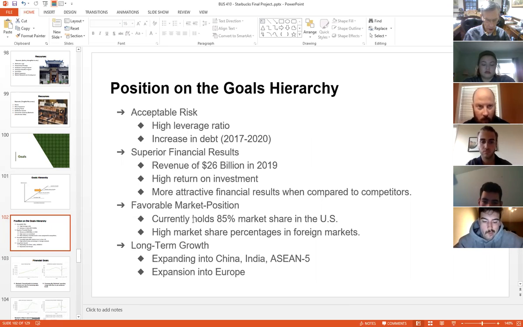And it's almost as if favorable market position and long-term growth overlap, because to get long-term growth, you're growing in China and you're already in China. So that's a favorable market position that you're trying to get. This is a tough situation to apply the goals hierarchy in, but nevertheless, it still applies.